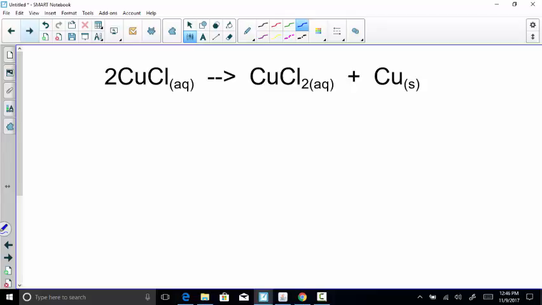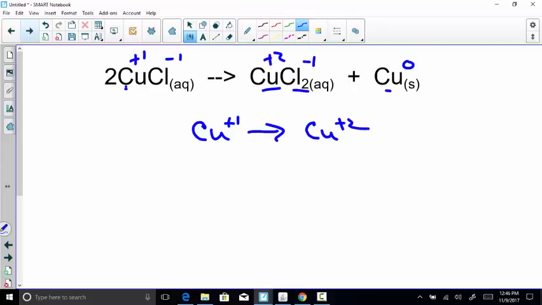All right, what are our charges here? What's the charge of this copper? +1. What's the charge of chlorine? -1. What's the charge of the copper in here? +2. This chlorine? -1. Copper here? 0. So the chlorine's not doing anything, is it? So the copper here is going from a +1 to a +2, and the copper is going from a +1 to a 0.